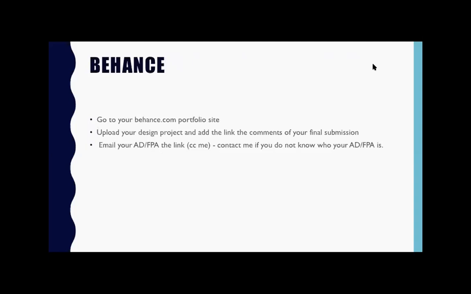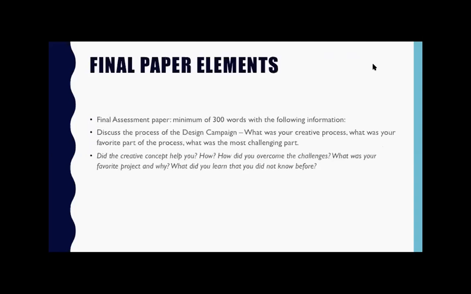So go to your behance.com portfolio site. You're going to upload your design project and add a link to the comments of your final submission. That's when you go to upload your PDF for assignment 4, you're going to copy that Behance link into that message area. And then also email the FPA and CC the link as well.